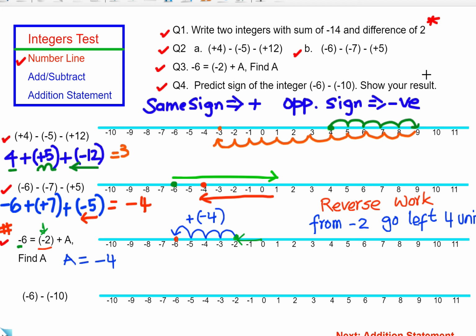The last question here is we need to predict the sign. So when we have minus, minus, plus, first thing first, what we should do? We should rewrite this with positive. So we are adding to minus 6, same sign means plus, right? Same sign is positive. So we are adding two numbers. When we add two numbers, plus 10 is a greater number. So the sign should be equal to positive.